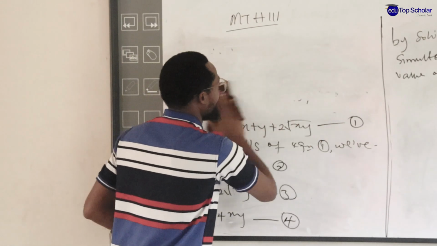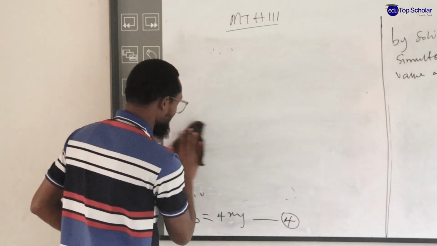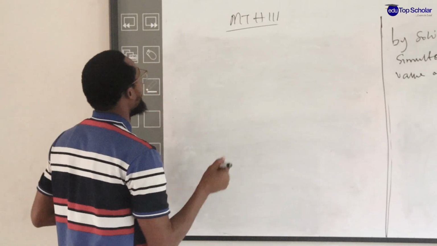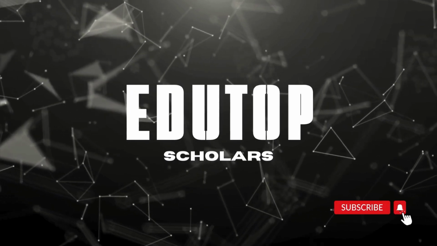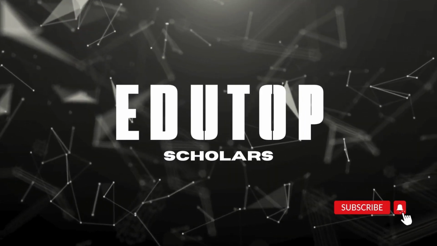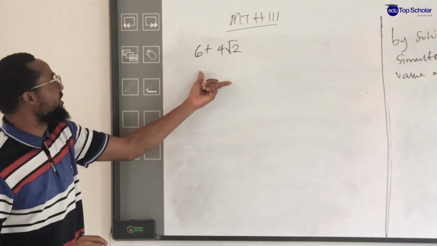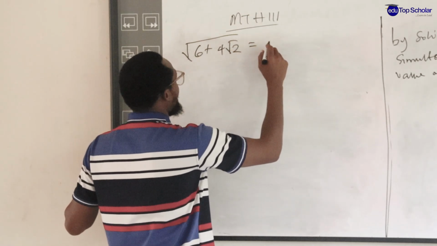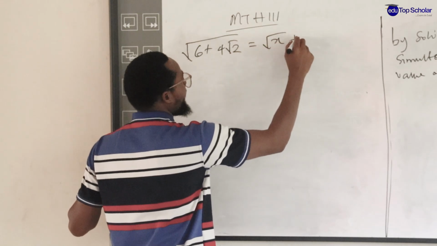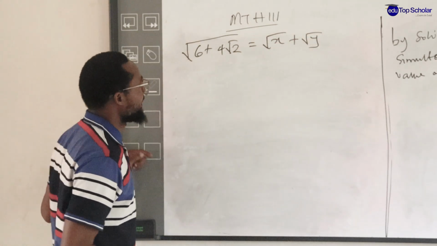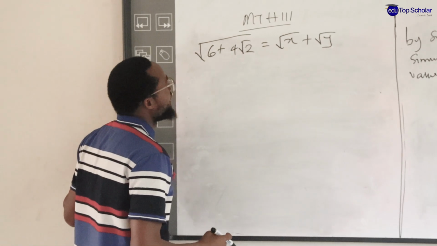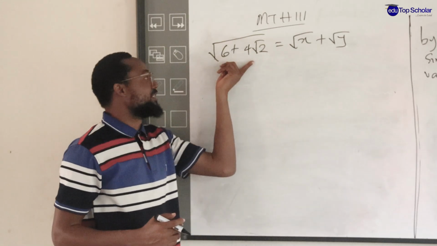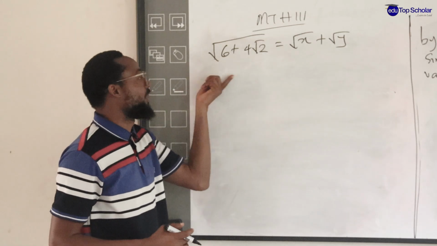Let's put this to practice with at least one example. We want to compute the positive square root of 6 plus 4 root 2. The square root of this is equal to root x plus root y, as we have in the generalized form. All the steps we have just described are what we will be repeating here, only that A and B have now changed to figures.